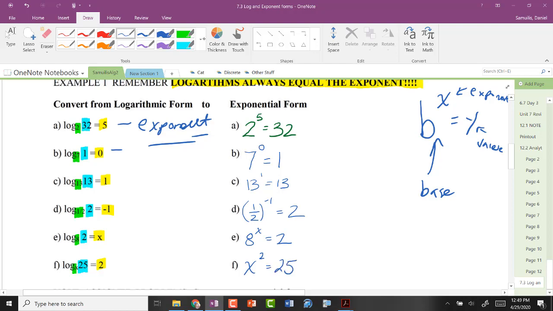All right, so let me go back and color code these again. All of these numbers matched the yellow on the left side. These bases all match the green on the left side. And lastly, these values all match the blue. Okay, so that's how you convert from exponential to logarithmic.